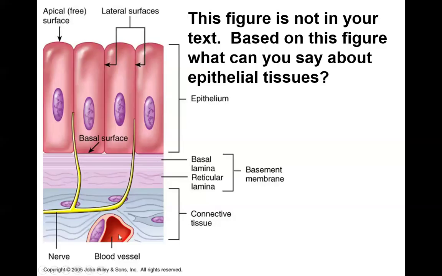So if I ask you on the exam, where do you see blood vessels? Do you see them in your epithelium? Do you see them in the basement membrane? Do you see them in the connective tissue? Excellent. If I ask you on the exam, what are the two layers that make up the basement membrane? The basal lamina and the reticular lamina. Okay. And what is the side that is facing away from your epithelial cells?